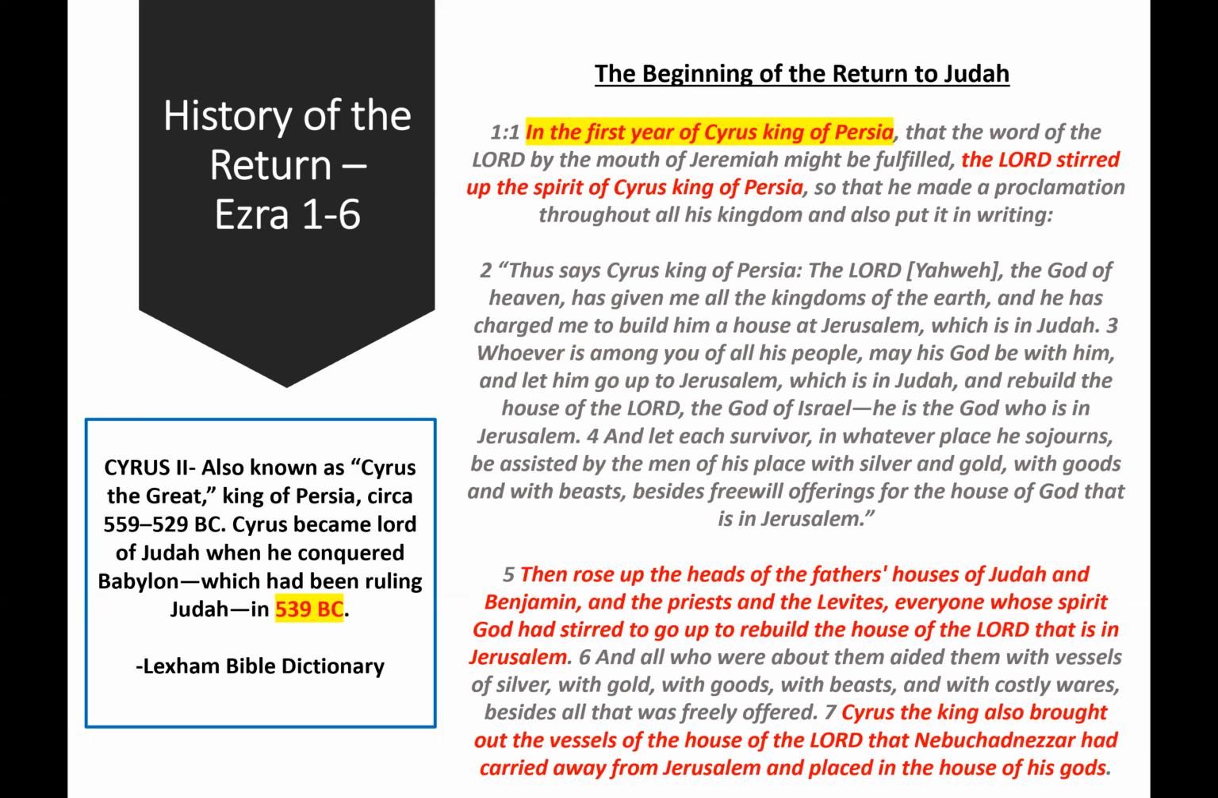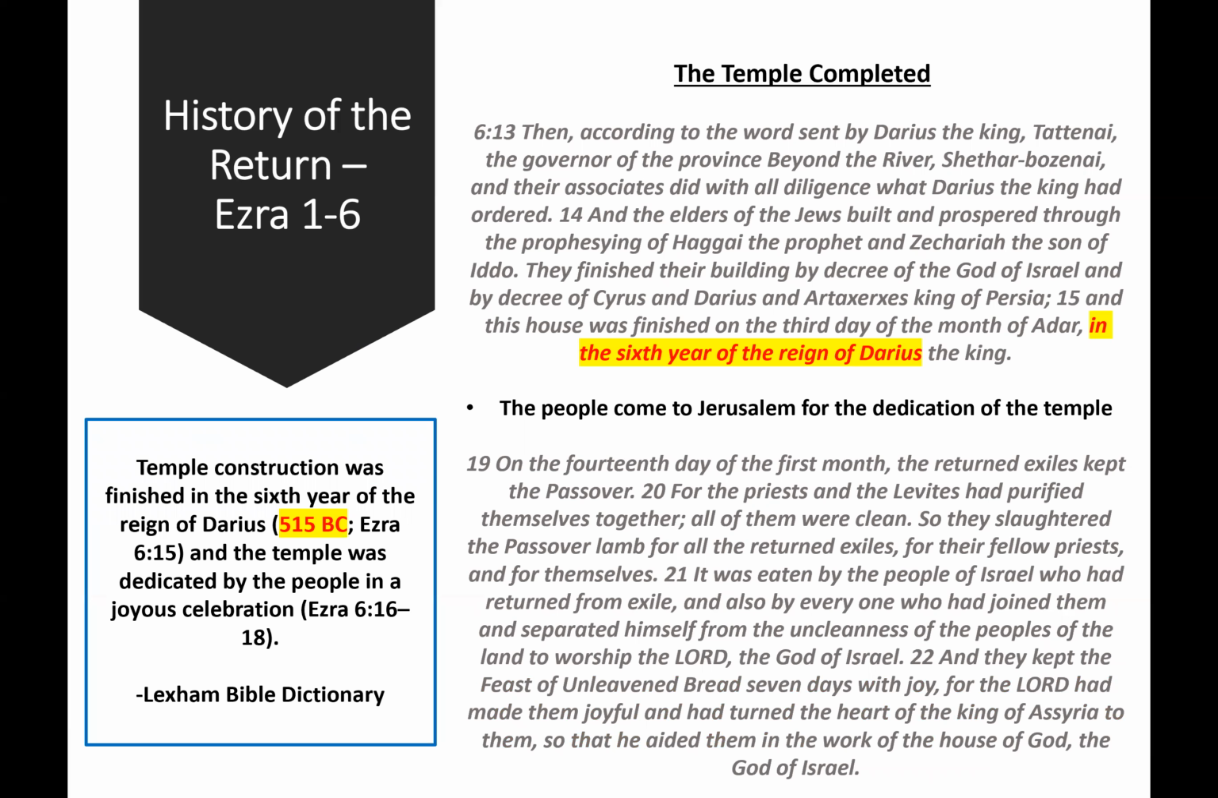The first year of King Cyrus is when they set out for Jerusalem, so it was 539, and the temple is completed in 515 BC. And so the people then come into Jerusalem from all over Judea, which is formerly of the tribe of Judah, what's left of that territory, and they come to Jerusalem to dedicate the temple.